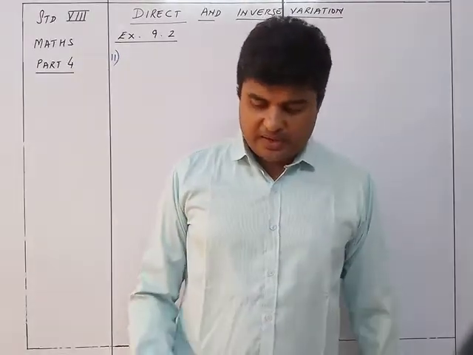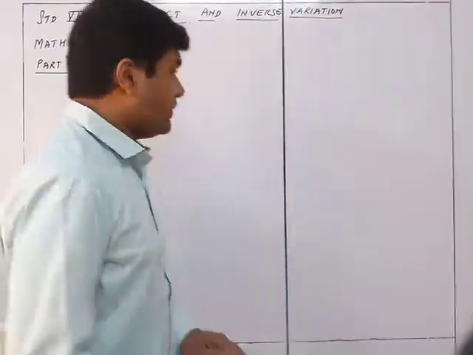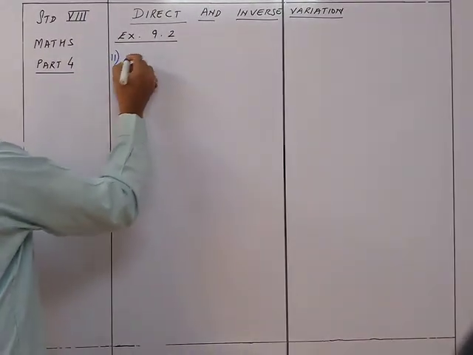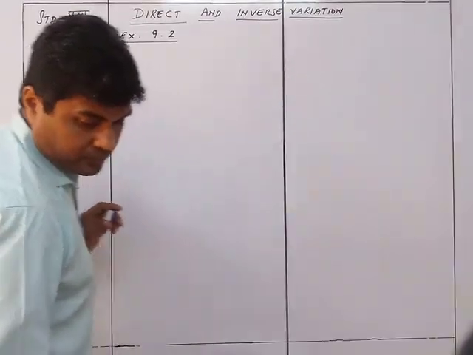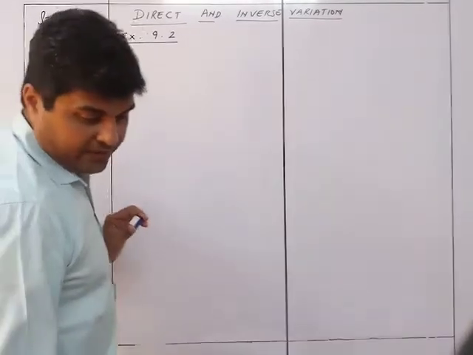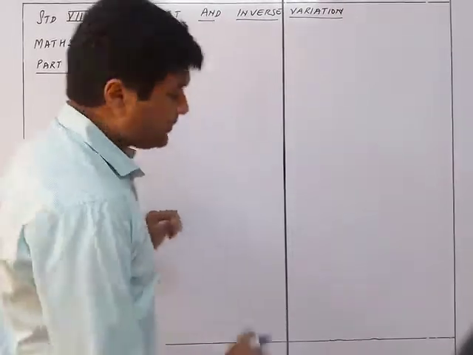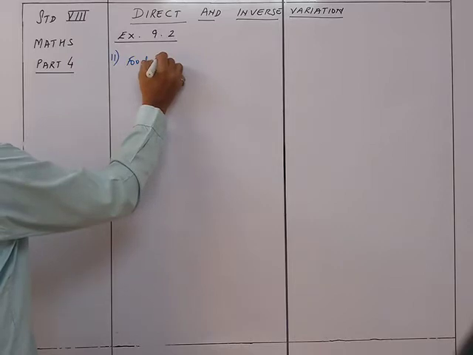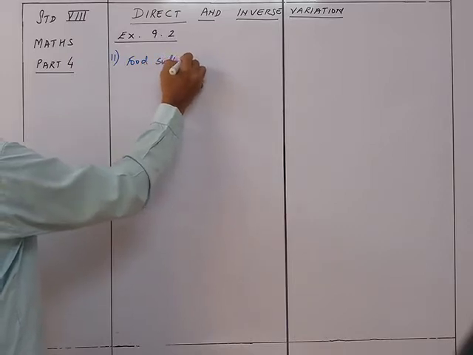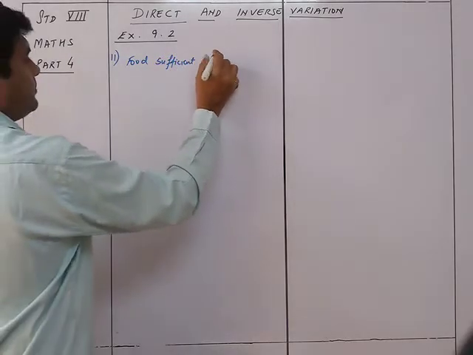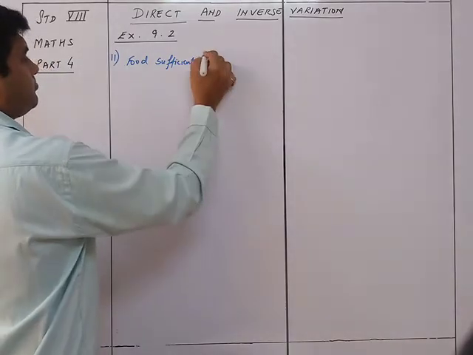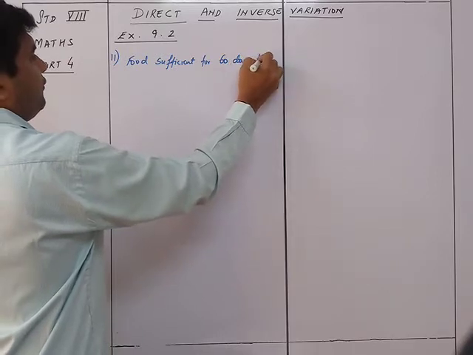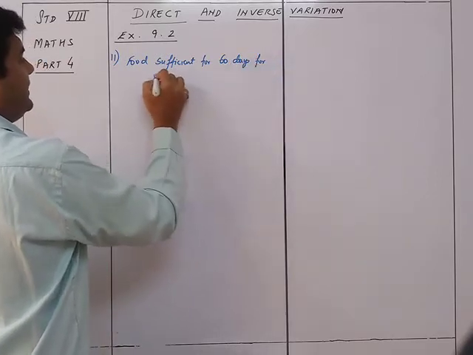Okay, let's see this properly. So we have over here, first of all, food is provided, food sufficient for 60 days for 80 soldiers.